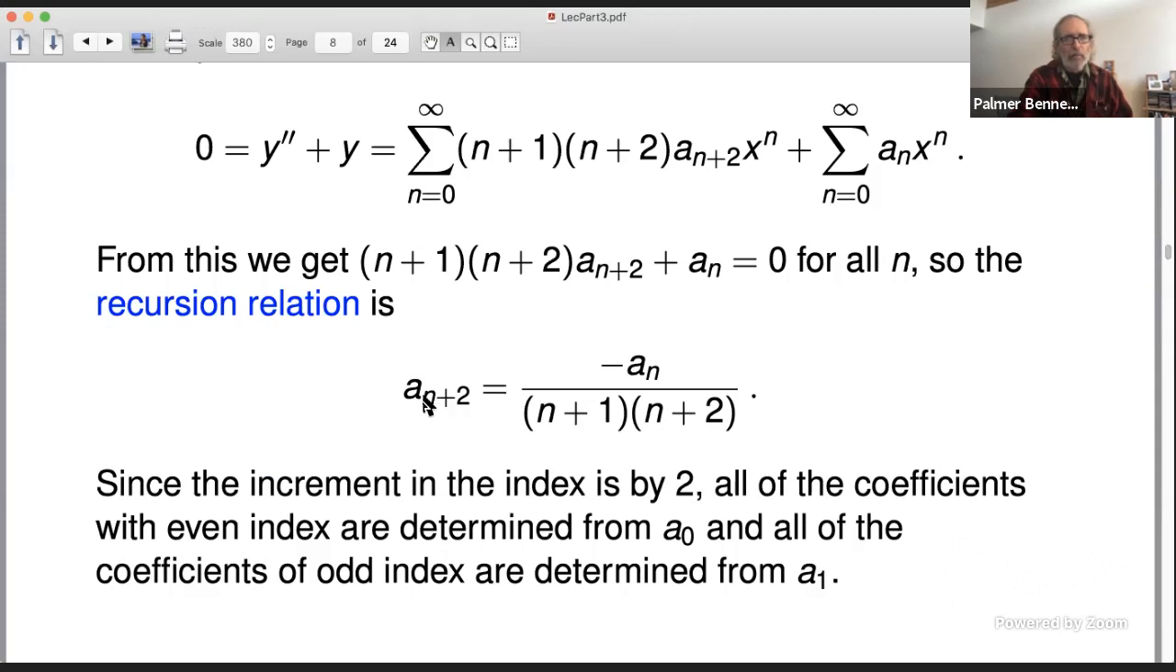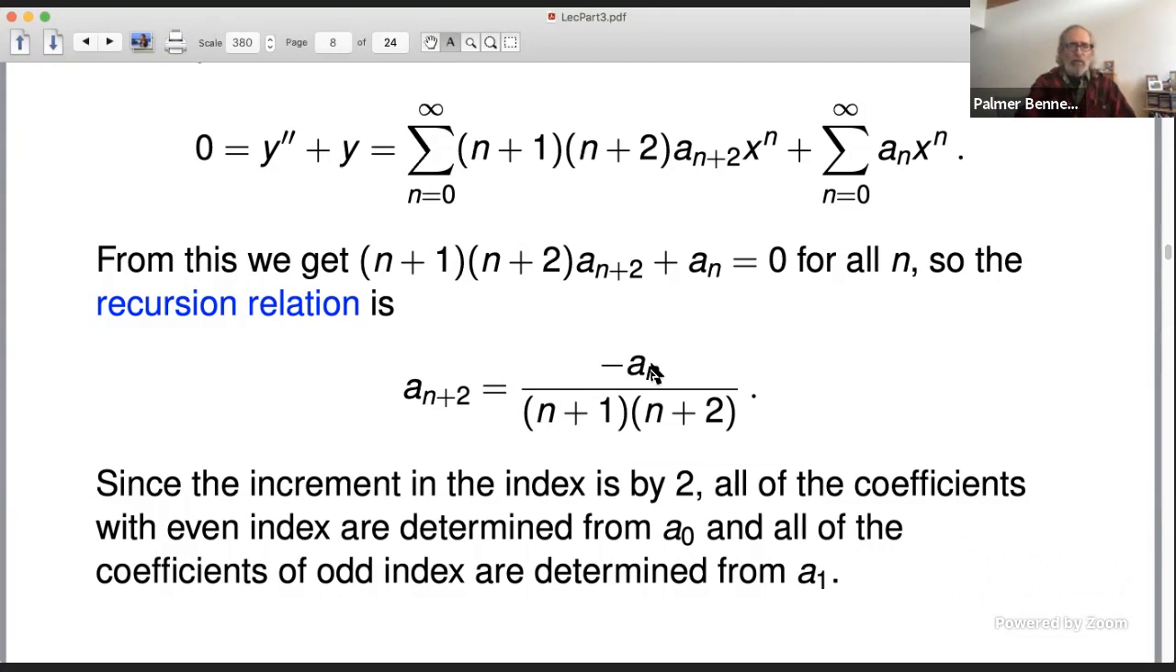Okay, the increment is by 2 here. Here we have n, and here's n plus 2. So this means if we know a0, we'll know a2. Then if we know a2, we'll know a4, because 2 plus 2 is 4. If we know a4, we know a6 because 4 plus 2 is 6, etc. So the first coefficient a0 will generate all of the coefficients with an even index.